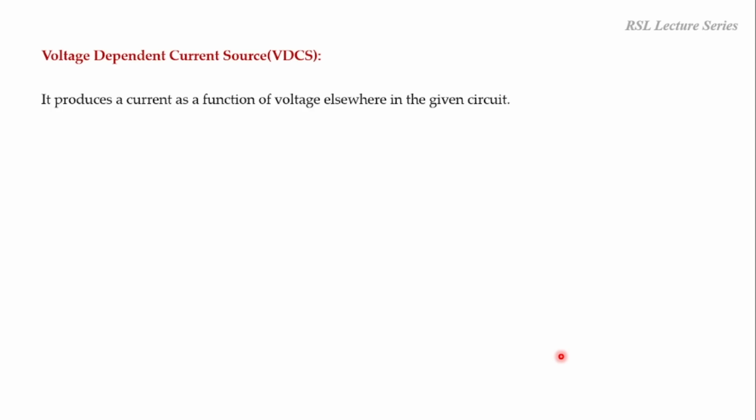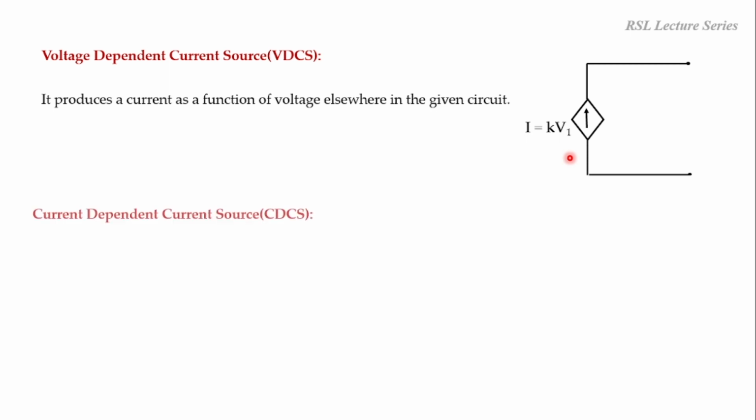Next we have voltage dependent current source. Here the current source value depends on voltage elsewhere in the given circuit. So again this is a representation. Current is equal to K times V1. V1 is nothing but the voltage across any of the elements located at any other location of the given circuit.